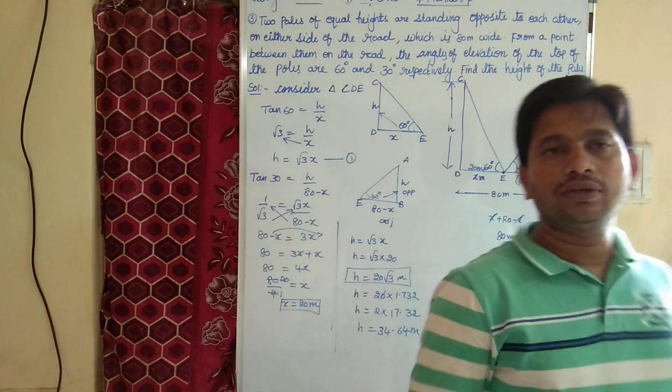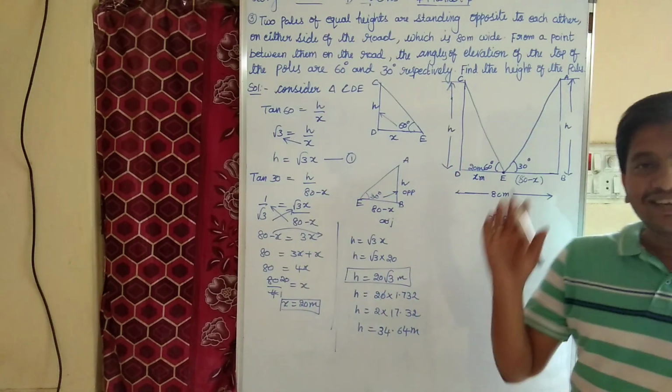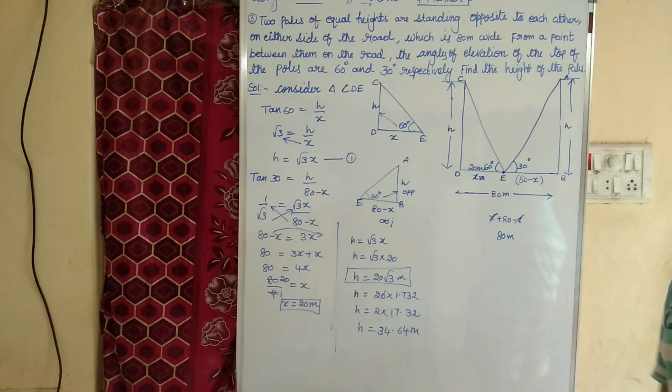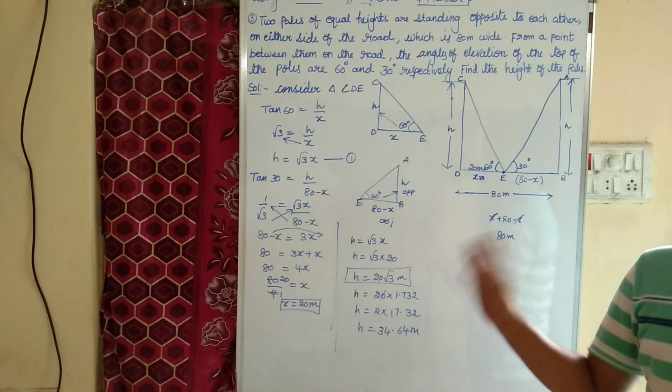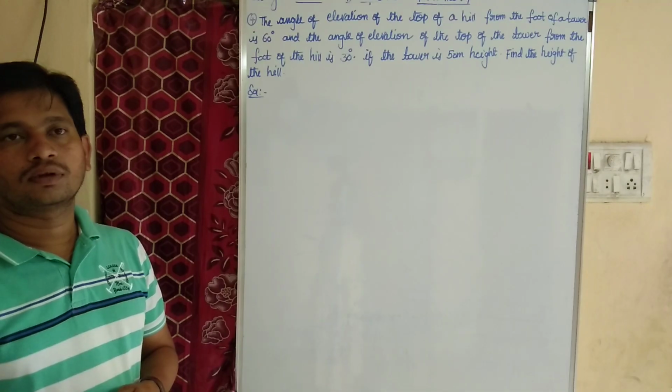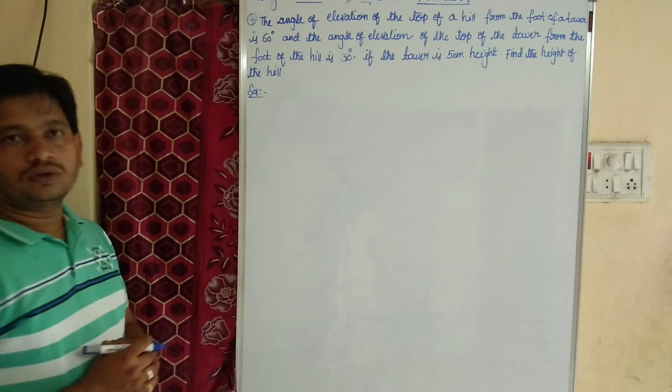Children, did you understand the question? Understanding the question is the only important thing. If we draw the diagram, almost the sum is finished. The thing is only the calculation part. Okay children. Now coming to question number 4.